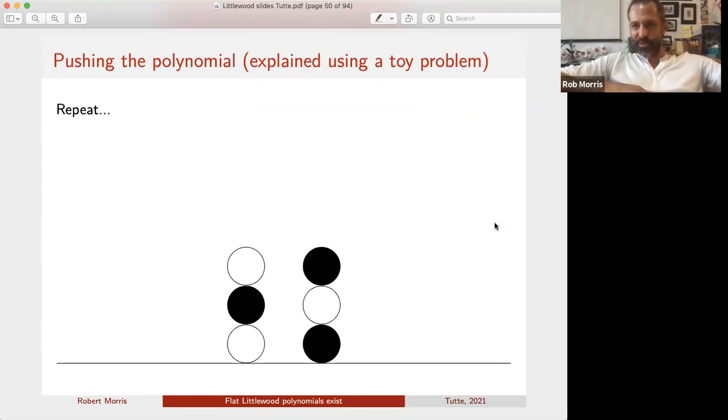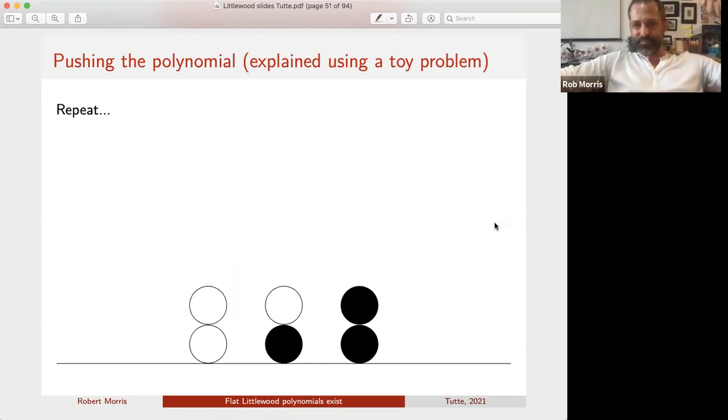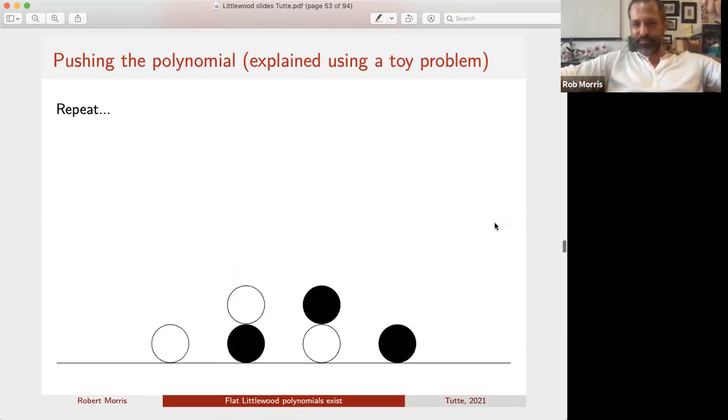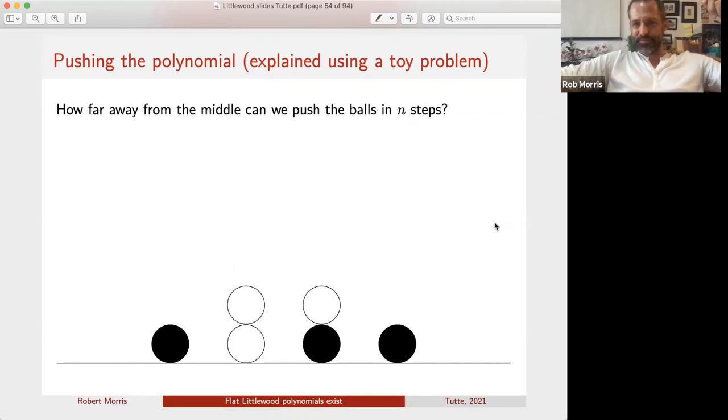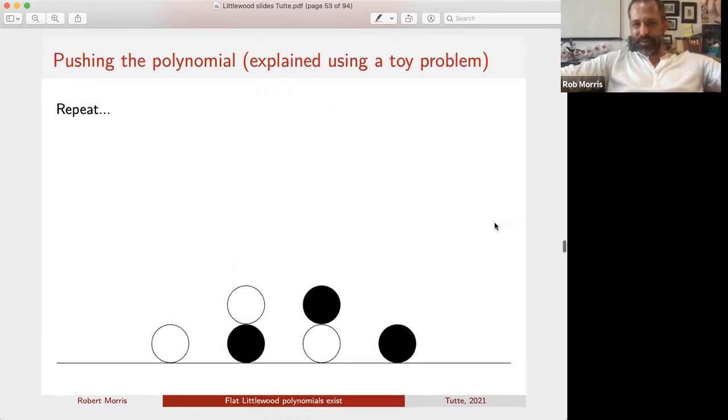And then for the next k, we get a new independent subset. It's not quite true, but it's roughly true. And we get to decide if we push them left or right. And we repeat n times. Okay, so, you see?